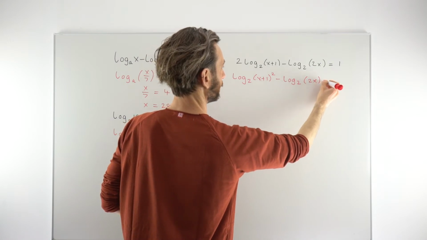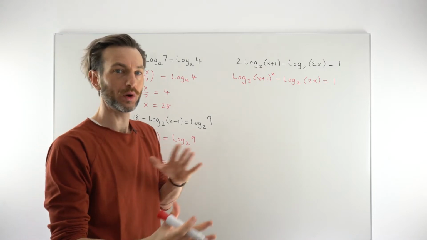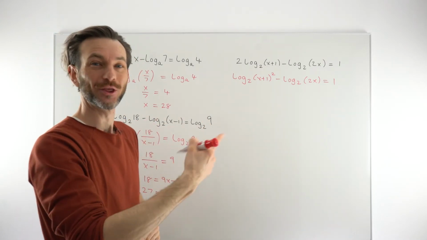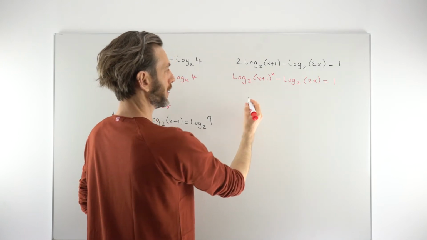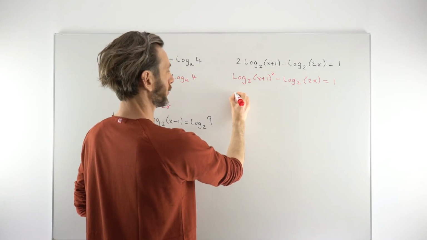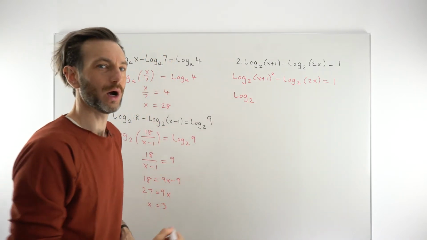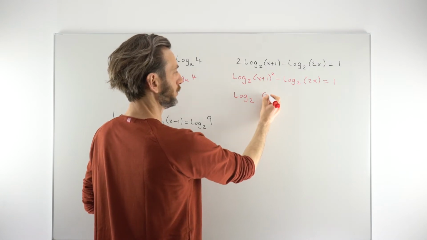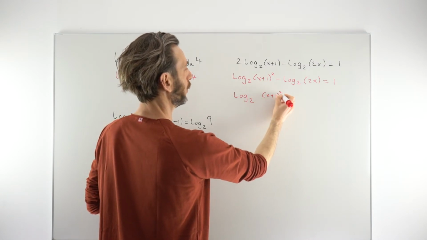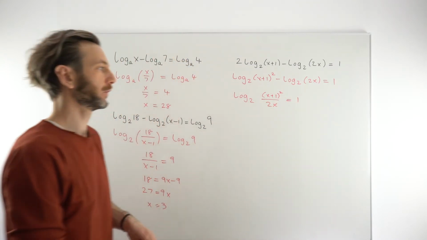Again, if these log rules I'm using seem really unfamiliar to you, you're probably not quite ready for this class, so maybe check those out first and then come back to this. Now we're in a format where we can combine those two log terms. So we're going to get log to the base of 2. This one's going to be a little uglier than what we've had in the other examples. It's going to be x plus 1 squared over 2x equals 1.